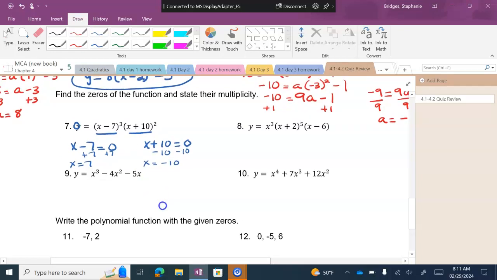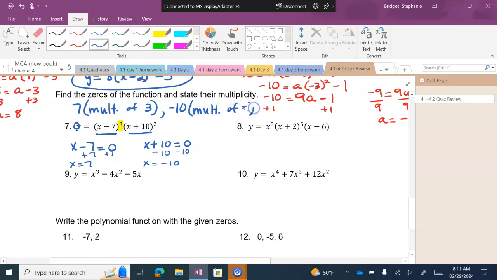But then the way we write our answers, I'm going to write it right above it. How many times is 7 a solution? 3, because of that exponent. So when I write 7, I'm going to put a multiplicity of 3. What is my other answer? -10, and that's going to be a multiplicity of 2. Yep. Okay, so that's for number 7. You get 7 with a multiplicity of 3 and -10 with a multiplicity of 2.